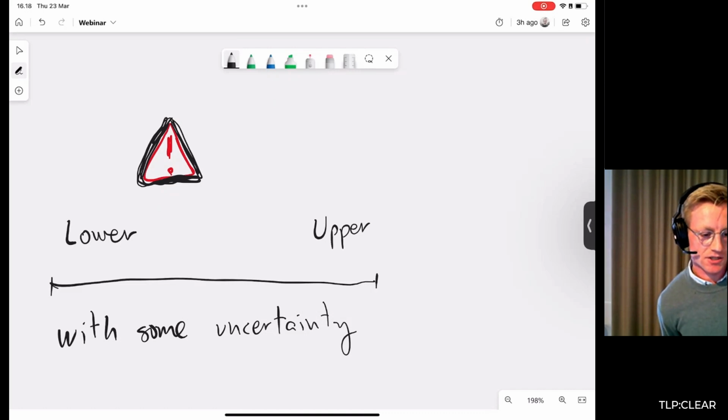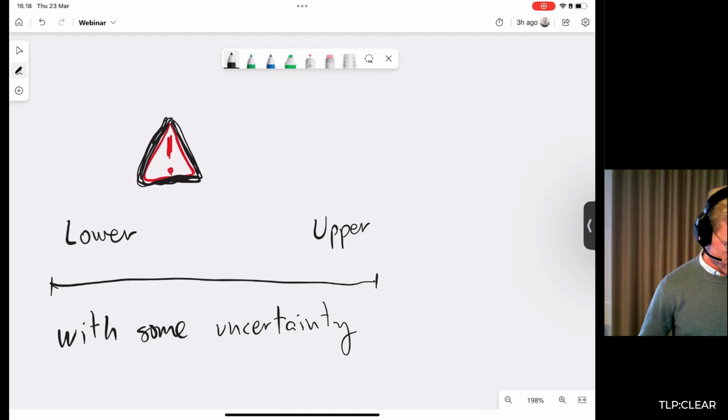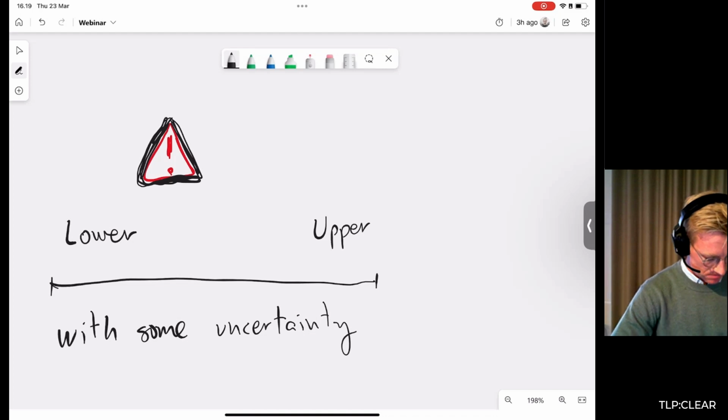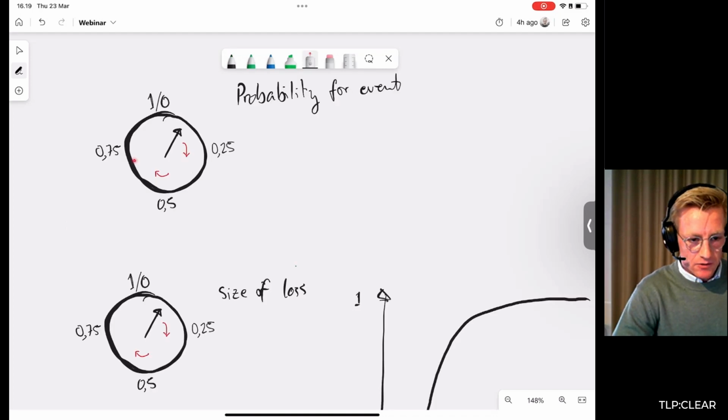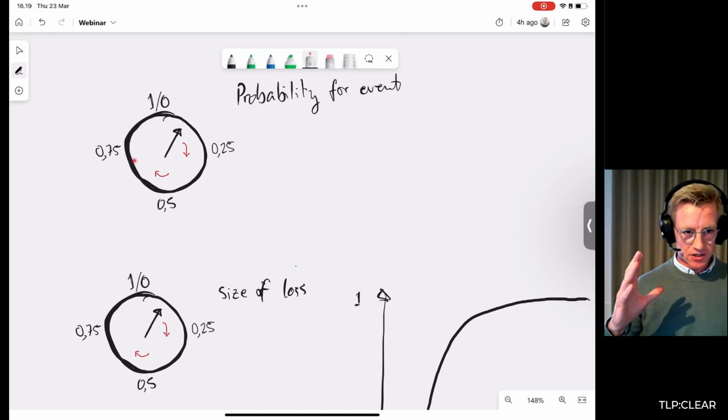Right now we have discussed some of these ranges, right? We have a range, we have a lower and an upper bound, and there is some uncertainty about where we are going to fall in between this range. Think of two spinners, one for probability for an event, and another one symbolizing the size of the loss. Keep in mind what we're doing. We're discussing Monte Carlo simulation.